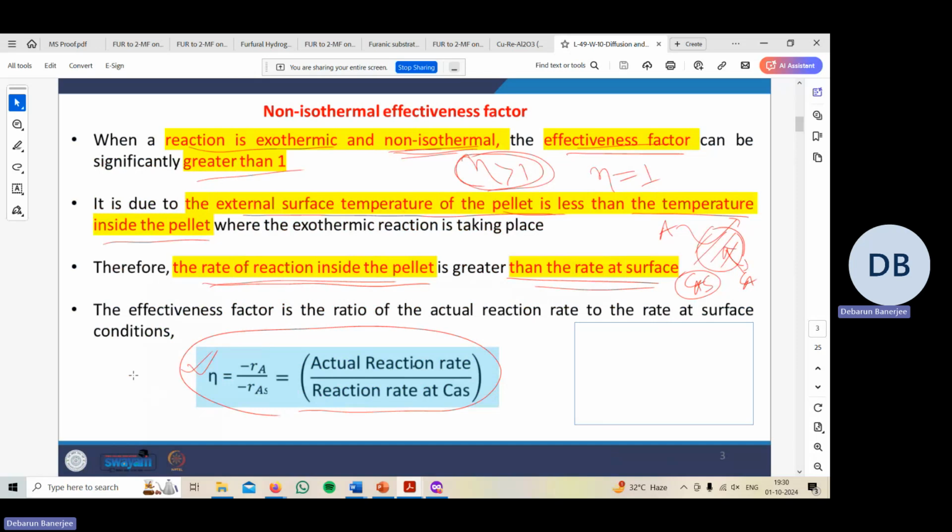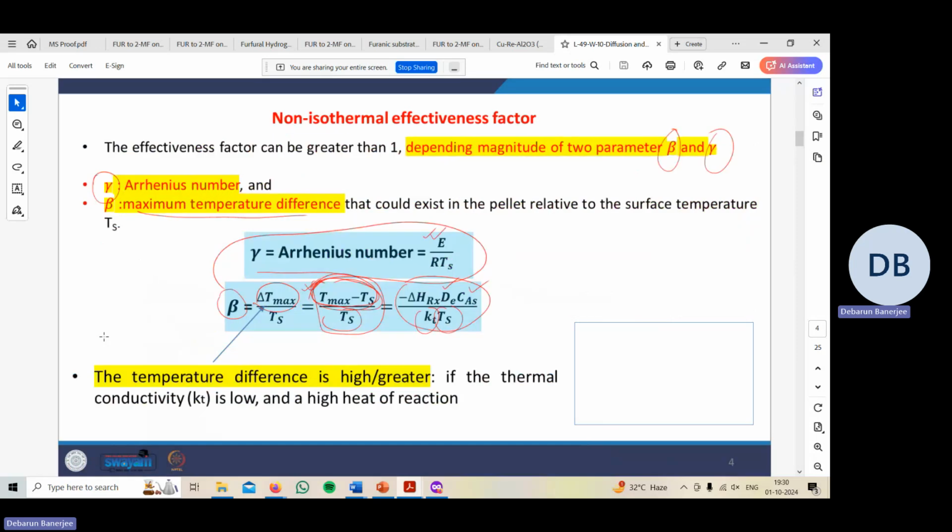So eta is the ratio of actual reaction rate to the reaction rate at CAS. If you see the Arrhenius number, gamma is E by R Ts, and beta is the maximum temperature difference that could exist in the pellet relative to the surface temperature. So beta is delta T max by Ts, which is T max minus Ts by Ts. If the thermal conductivity is low and the heat of reaction is high, the temperature difference is high.